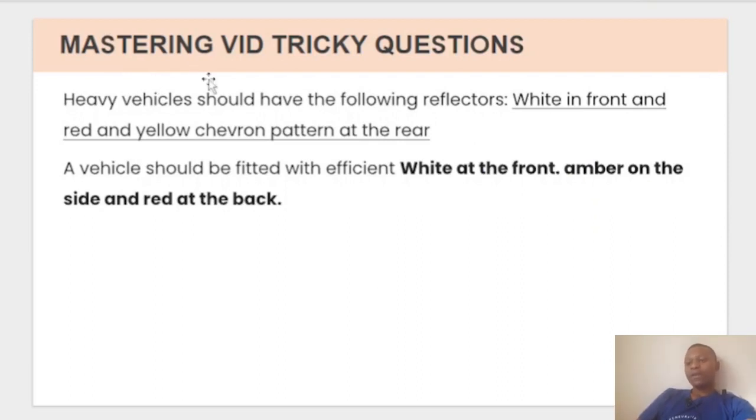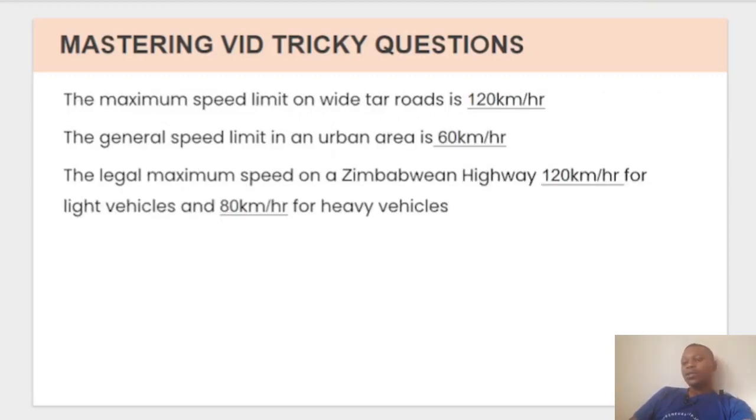Heavy vehicle reflectors. A vehicle should have the following reflectors: white in front and a chevron pattern at the rear. What is chevron? Chevron are those yellow and red stripes that we see on the back of the heavy vehicle. Okay, now let's talk about the normal vehicles that we see. The reflectors that we see on a normal vehicle are, write this down, white in front, amber on the side, and red at the back. Okay, so write this down. These are the normal reflectors that we see on light motor vehicles: white in front, amber on the side, red at the back.